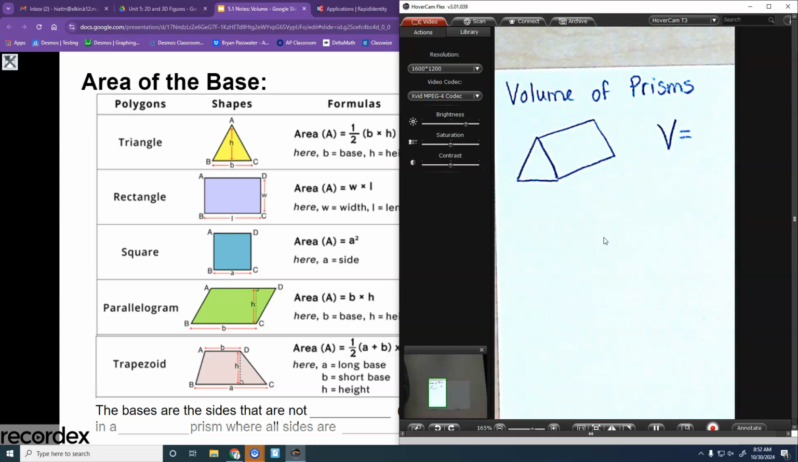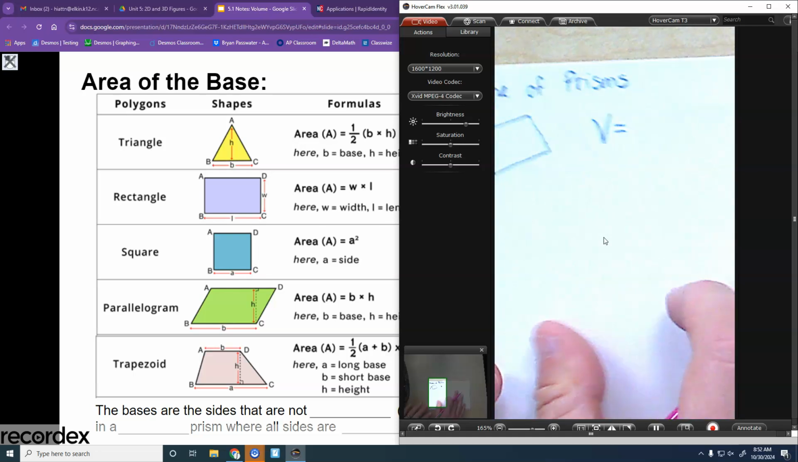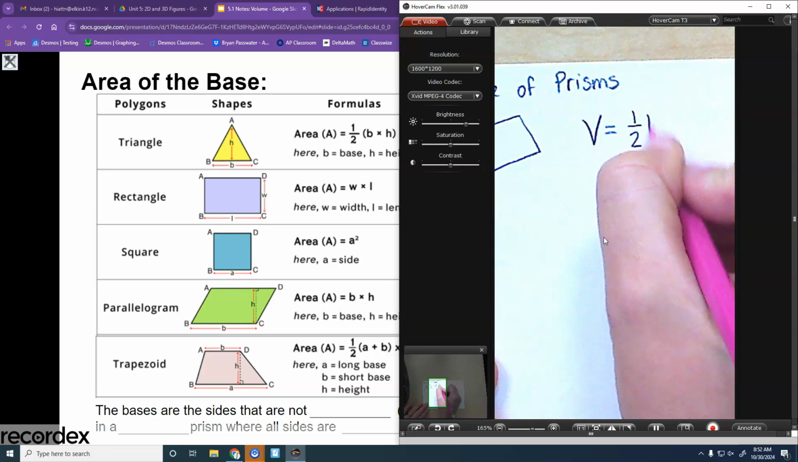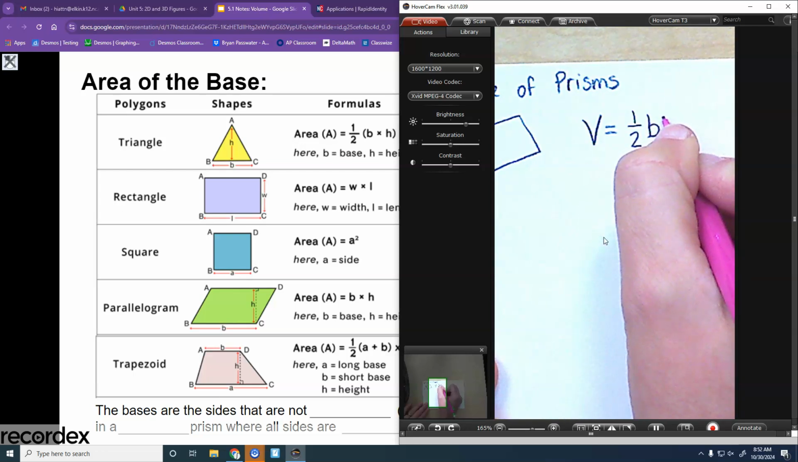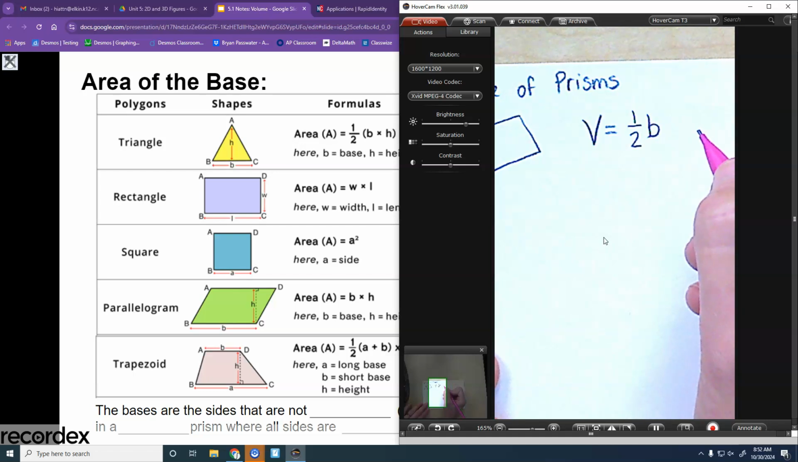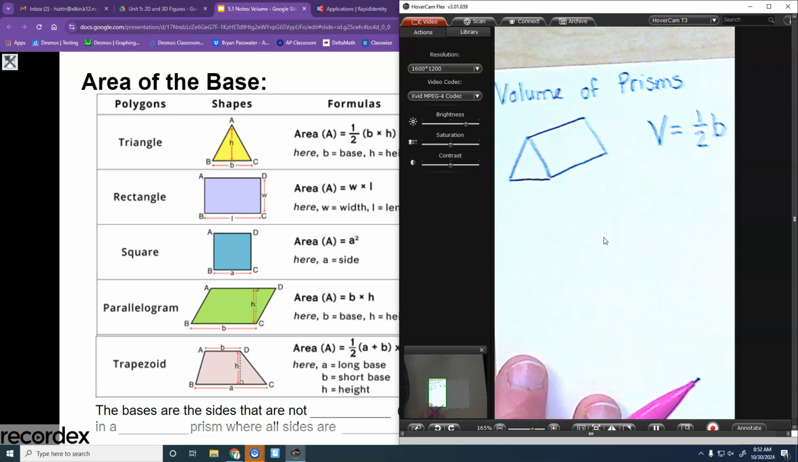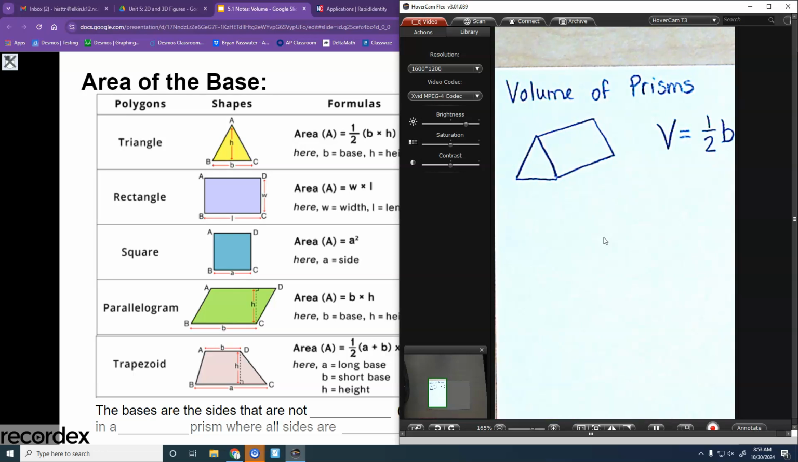So the area of the base is going to be 1/2 little b. Oh gosh, I don't like that though. I need to rethink this just a little bit. Here's the problem. We did 1/2 base times height, right? We've learned that a bunch of times. But we also have to have a height of our prism, right?